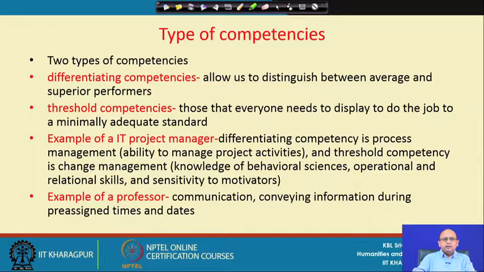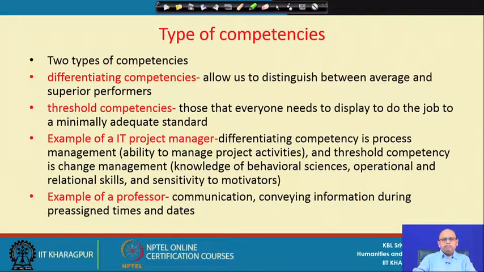For example, if you look here, I have given two examples: an IT project manager and a professor. In the example of the IT manager, see what the differentiating competencies are: process management, the ability to manage project activities. And the threshold competencies are change management, knowledge of behavioral science, operational skills and sensitivity to motivate. So, you are able to identify both: what kind of competencies would lead to standard performance and what kind would lead to superior performance. People need to have both kinds of competencies, but if you do not have differentiating competencies, probably you will not be able to perform well.